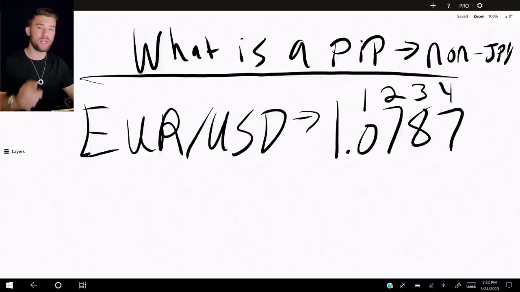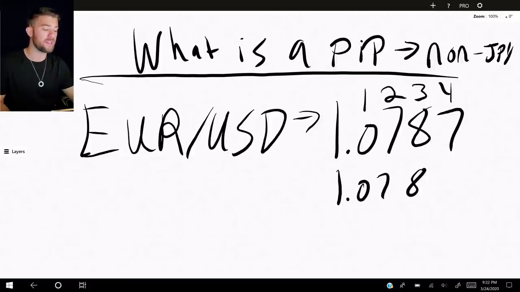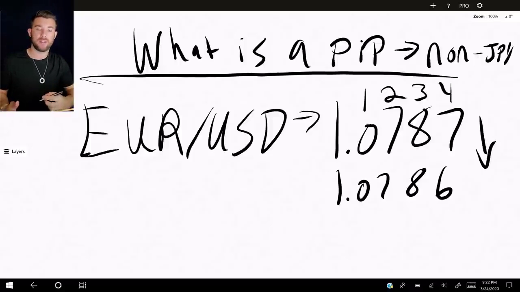So we have the euro dollar at a value of 1.0787. What if the euro dollar goes to 1.0786? How much have we dropped? The euro dollar went down, but by how much? Well, the math here is pretty easy. If we went from 7 to 6 on our 4th decimal, which is a pip, we dropped by 1 pip.